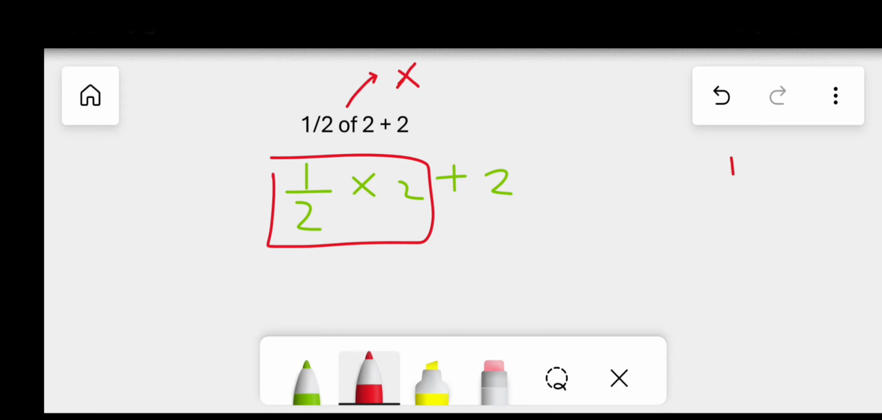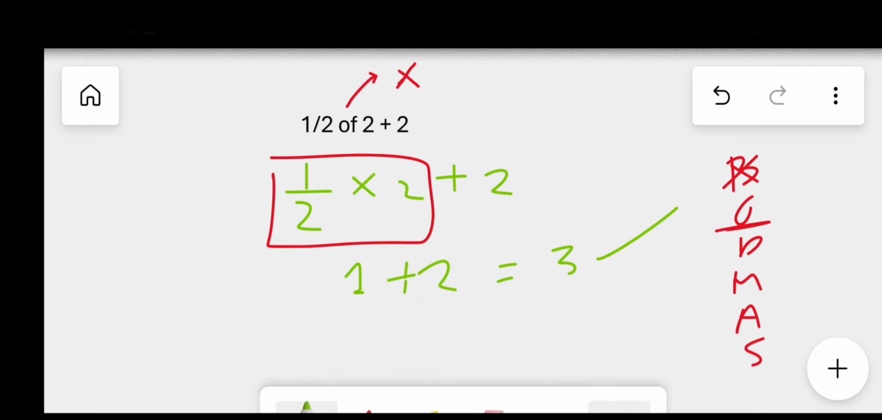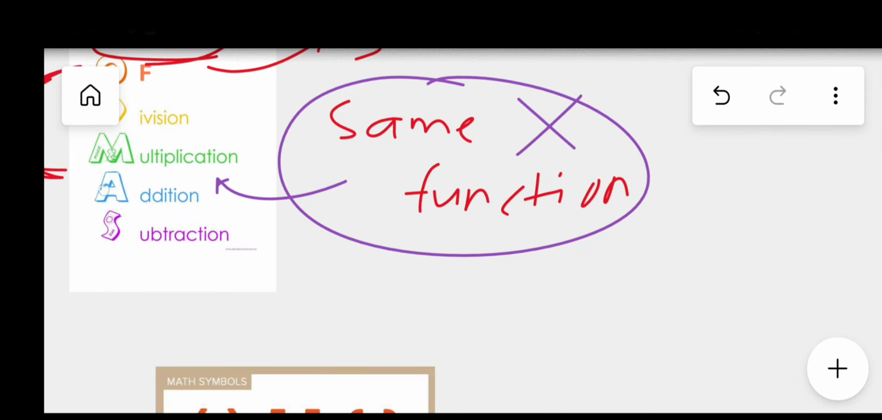We have to first solve this part, because according to the BODMAS rule, B, O, D, M, A and finally S, we don't have a bracket here, but we have of. So we will solve the of part first, which will give us 1, plus we have 2, which will give us 3, and this is the right answer. This one is a small question. I think you still have some doubt, so let's jump into a bigger question.